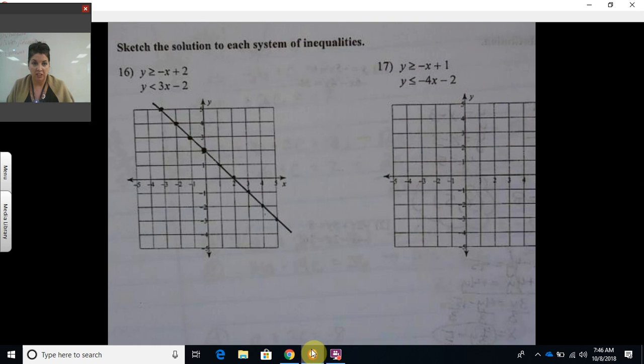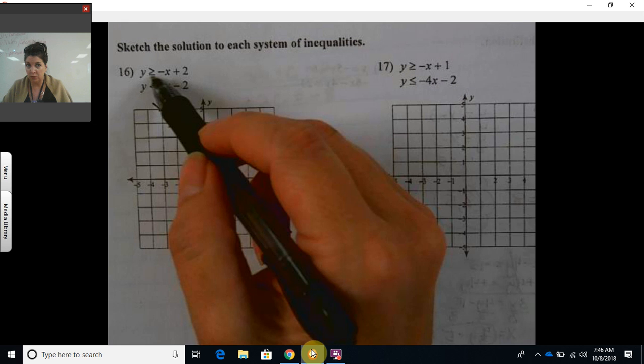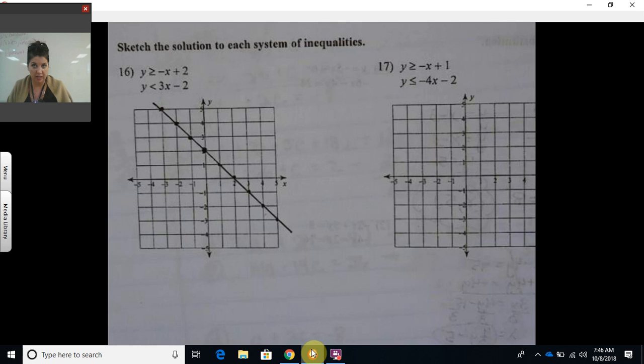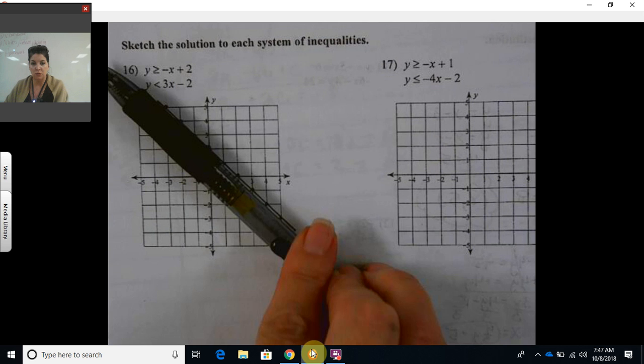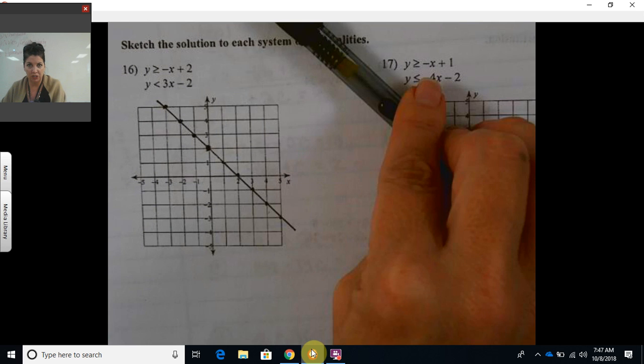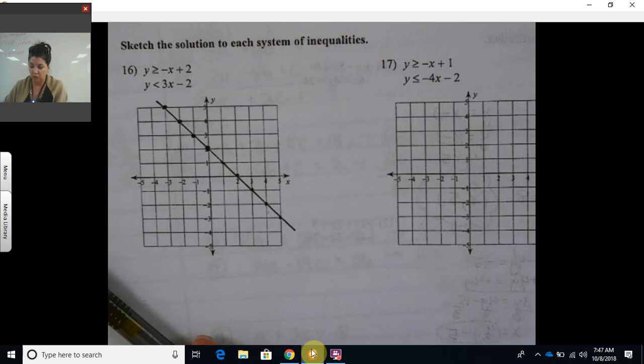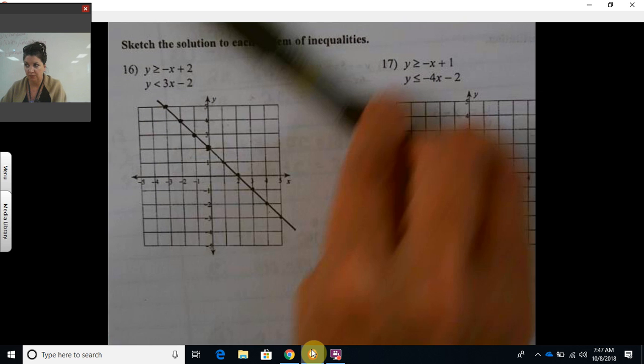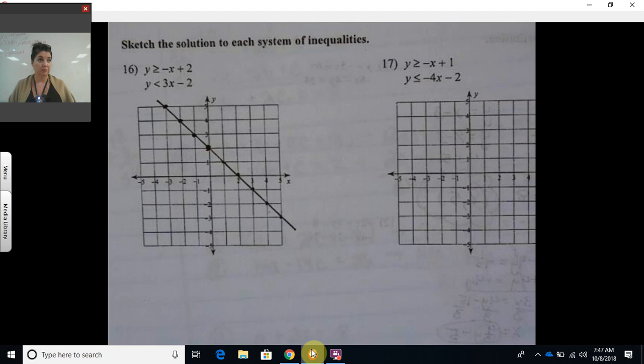Students are still struggling with where to shade. Greater than or equal to means shade above, okay? Well, what's above? I don't understand, especially when the lines are really steep. Students struggle with that. So if you're not sure, look up here. I'm going to call this region A, and I will call this region B. Where do you think you shade? Region A or region B? B. Thank you.